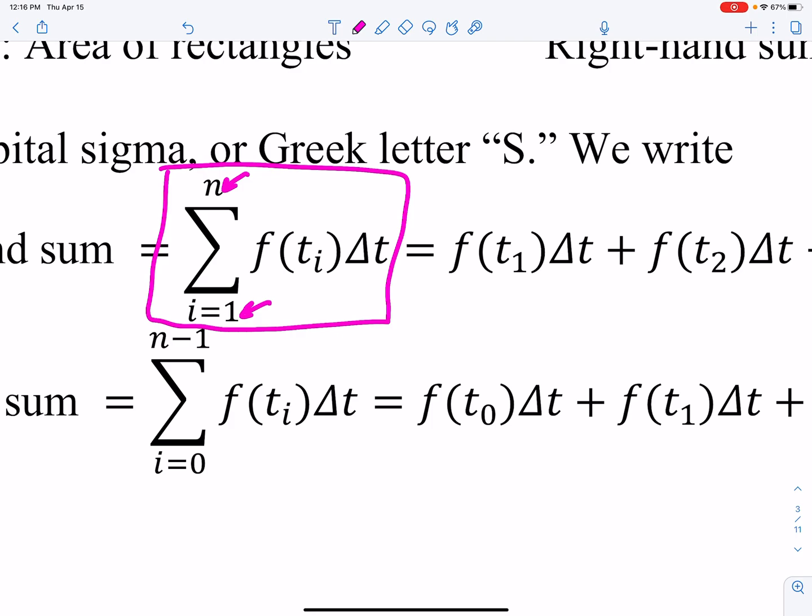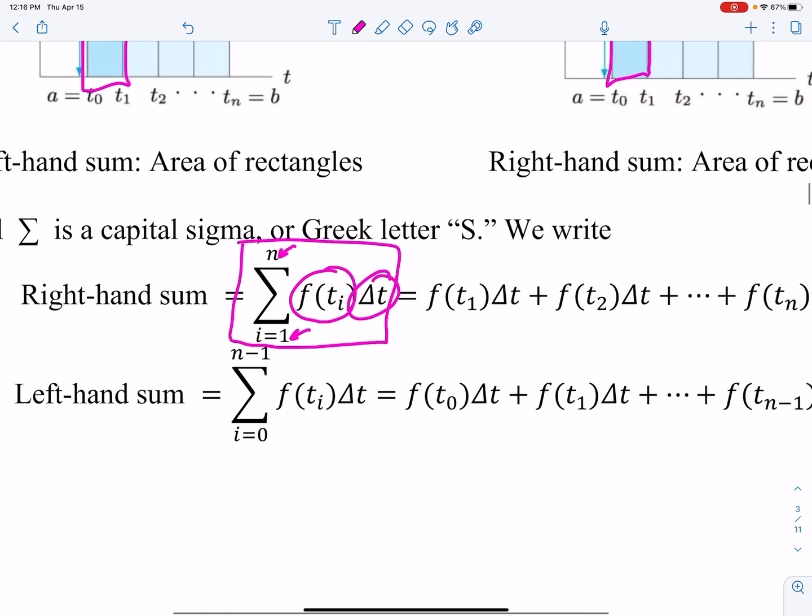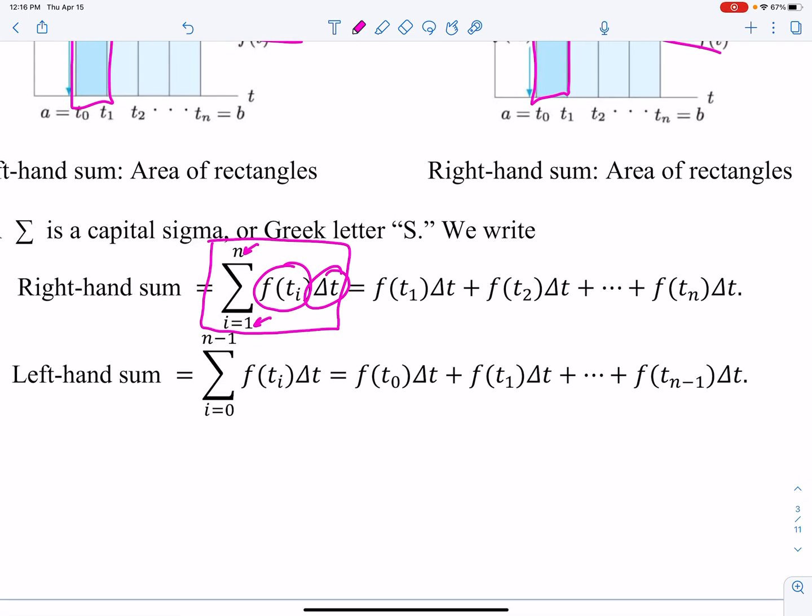But f of t is the function value, and delta t is the interval, so your time interval or your x value interval. And that's what we did before, right? We took the function value times delta t plus the next function value times delta t, and we kept doing that until we got to the end of the data. That's what they're showing you here. And a left-hand sum means the same thing. You're just starting at a different starting point.